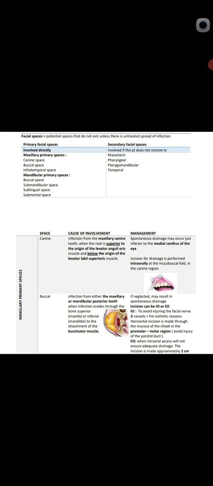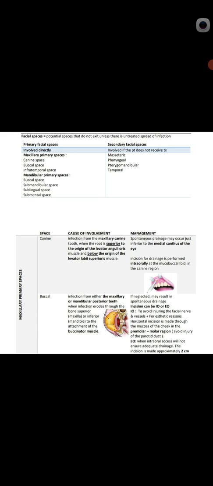The management is that spontaneous drainage may occur just inferior to the medial canthus of the eye. Incision for drainage is performed intraorally at the mucobuccal fold in the canine region. Now come to the second space, which is the buccal space.